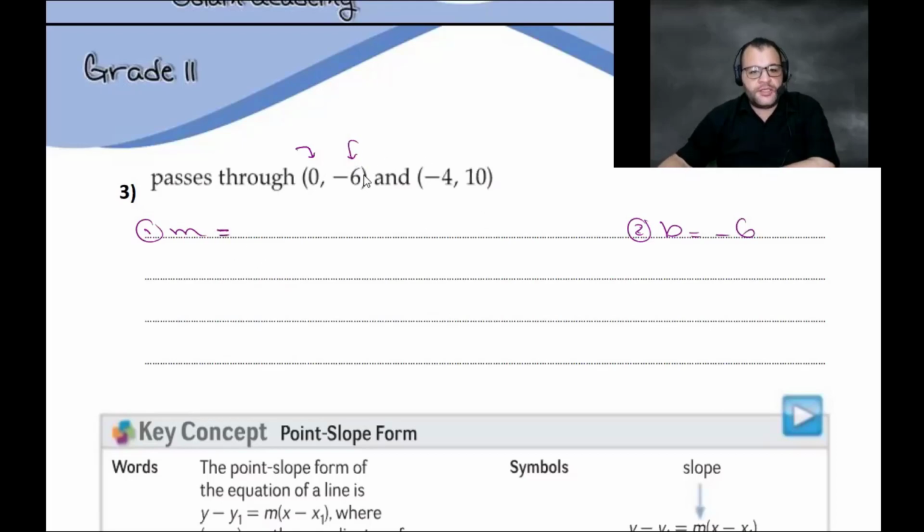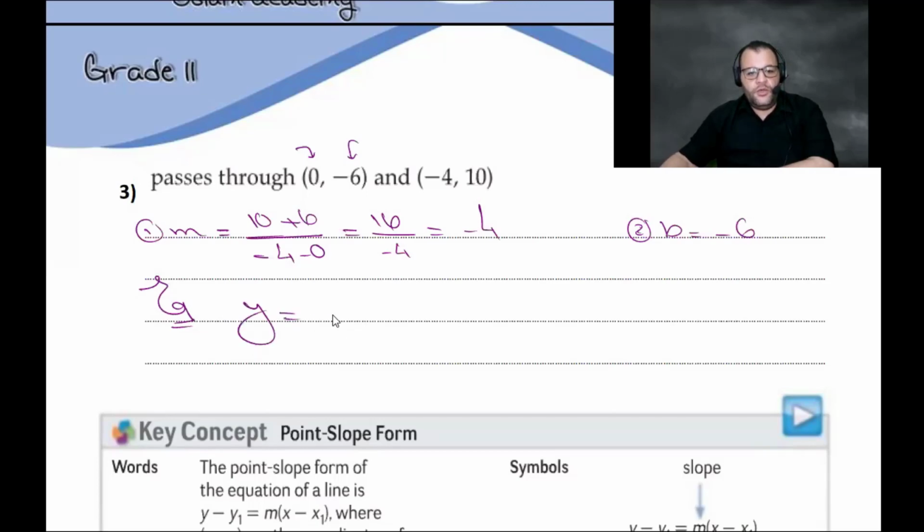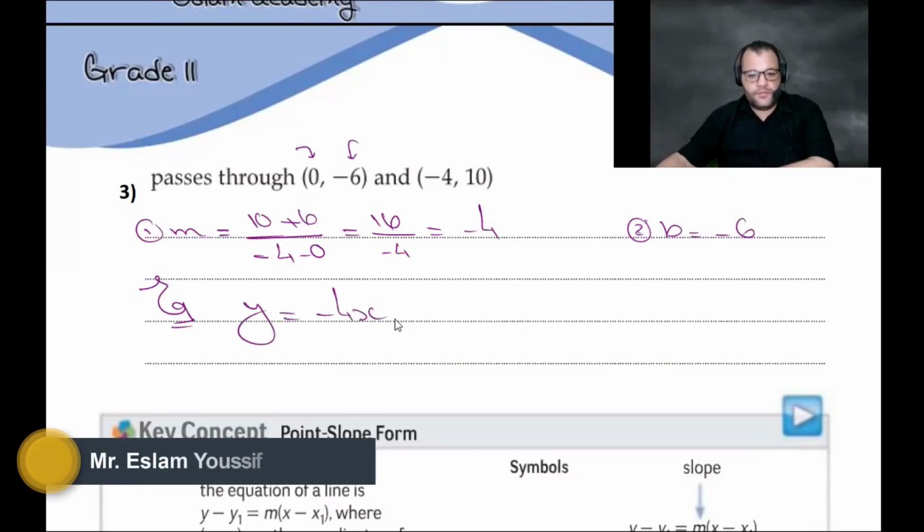If you have 2 points and you need to find the slope, it is y2 minus y1, which is 10 minus -6, which is plus 6, over x2 minus x1, which is -4 minus 0. So it will be 16 over -4, which equals -4. So the equation that we need to write is y equals -4x minus 6. Okay.